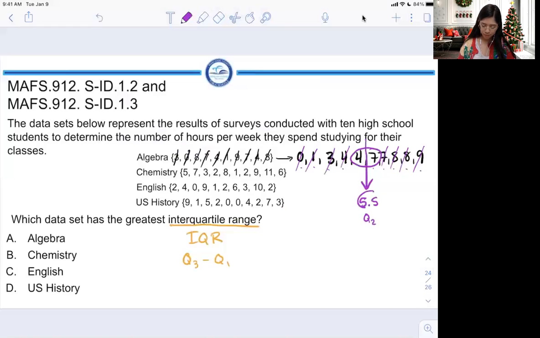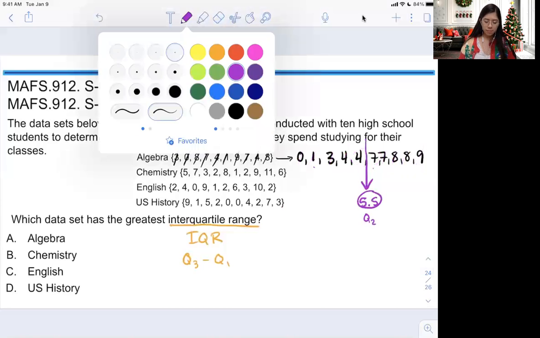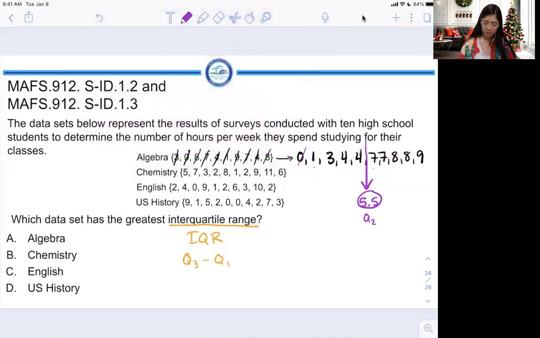That's my Q2. And now I find the median on the left and the median on the right, including the 4 and that 7. Just don't forget you include those. So on the left, I have 3. And on the right, I have 8. I didn't have to do the thing where you add up and divide because there's an odd number of values, so it's right in the middle, the 8 and the 3. So what's my IQR for algebra? 5. 5, good.